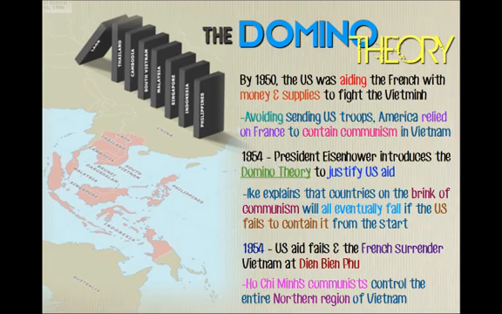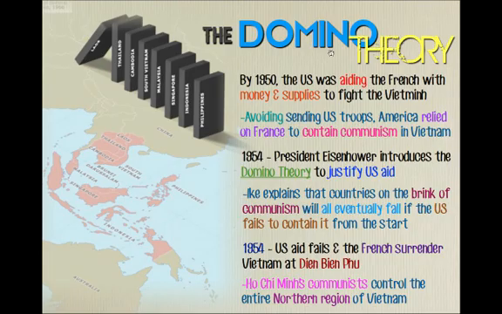At this point, this is still the early 1950s. We are backing them, helping them probably financially, probably with military advisors, but we don't have U.S. troops there yet. In 1954, President Eisenhower introduces the domino theory to justify U.S. aid. Ike explains that countries on the brink of communism will all eventually fall if the U.S. fails to contain it from the start.